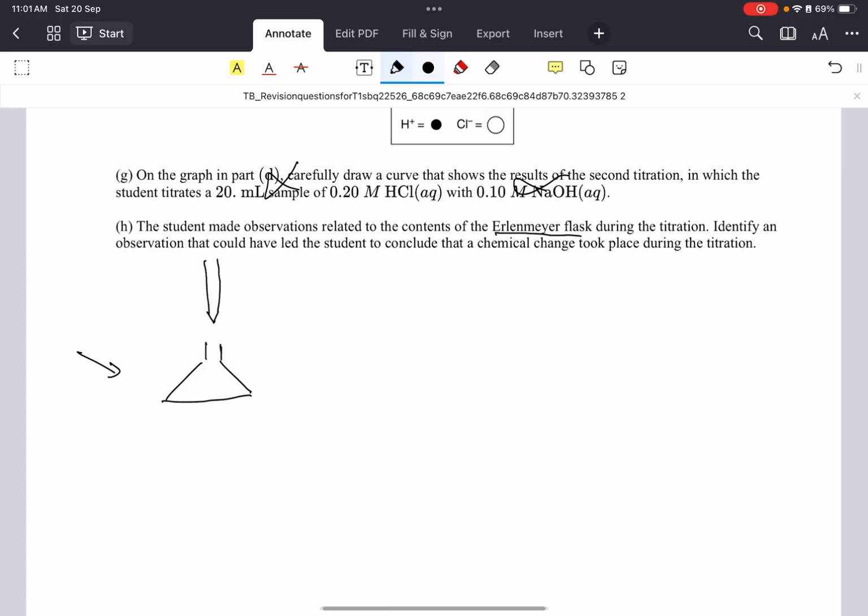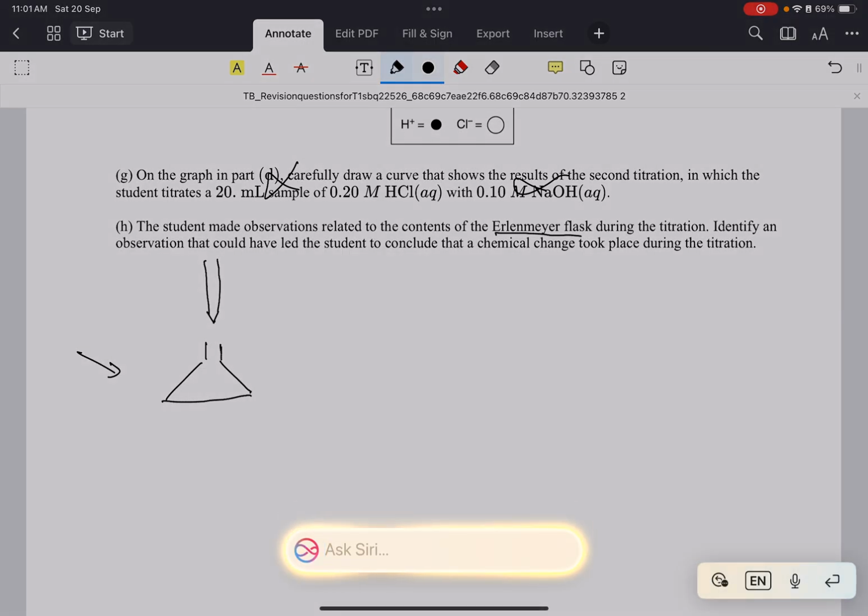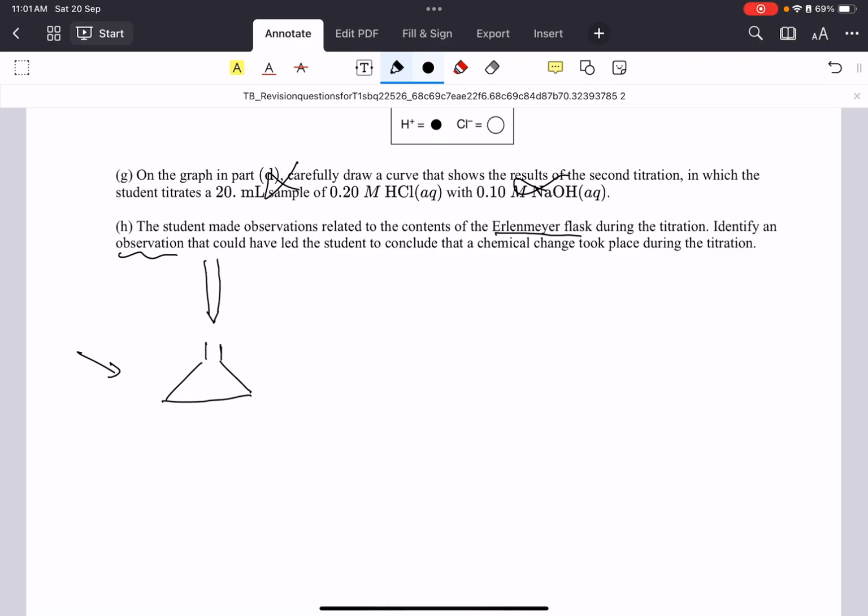Identify an observation that could have led the student to conclude that a chemical change took place during a titration. What is the observation? A color change is an observation, a change in temperature, bubbles, fizzing, all of these are indications of a chemical change. Now you stop the titration when the color changes. So the color change is an indication that there is a chemical change.